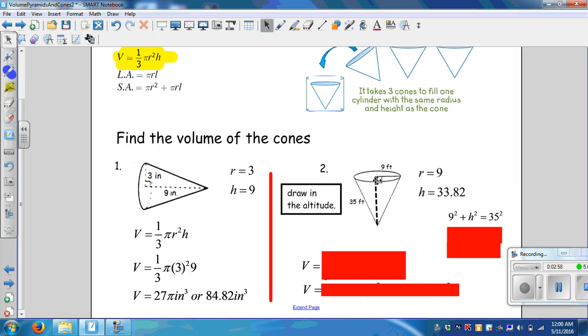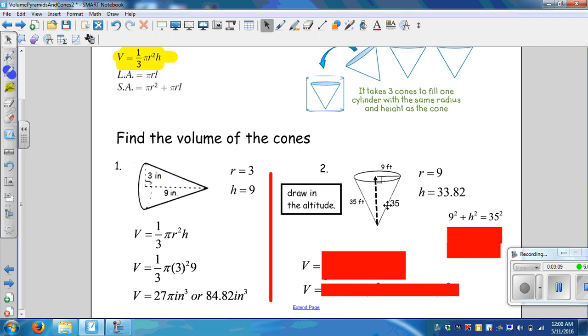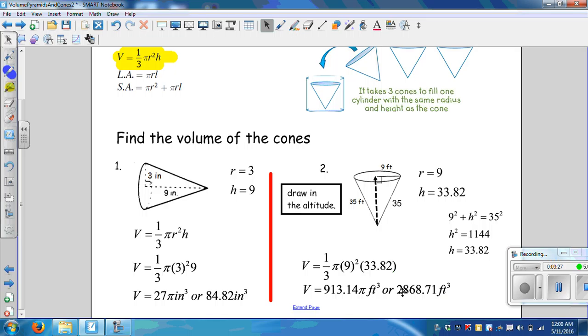Doing this problem, I'm treating the slant height as the hypotenuse, and I can put the 35 over on the other side if I'd like to. Do Pythagorean theorem. So my unknown height of h, so I'm taking 35 squared minus 9 squared, which will be 1144, and the square root is 33.82. So volume calculation, 1/3 times pi times the radius squared times the height is going to be 913.14 pi feet cubed, or 2,868.71 feet cubed.